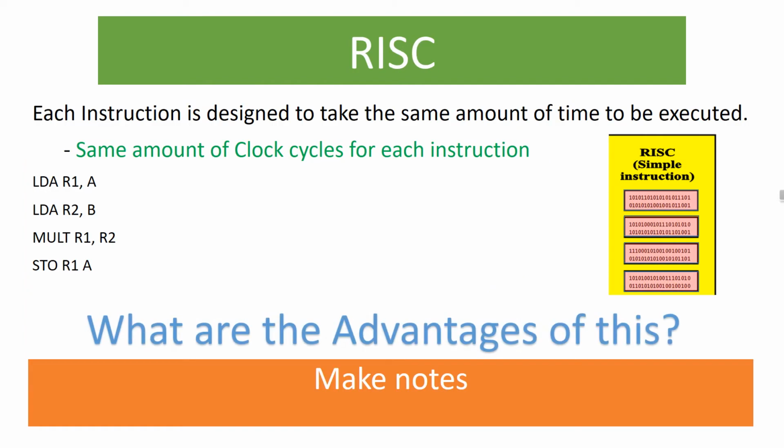Now with RISC, each instruction is designed to take the same amount of time to be executed. So that's basically the same amount of clock cycles for every single instruction. If you can see our diagram on the right hand side, you can see that all of these instructions take the same amount of time. Have a think, what are the advantages of this?